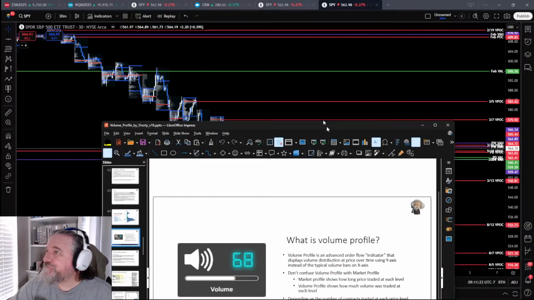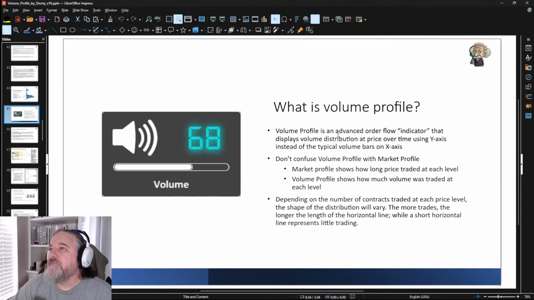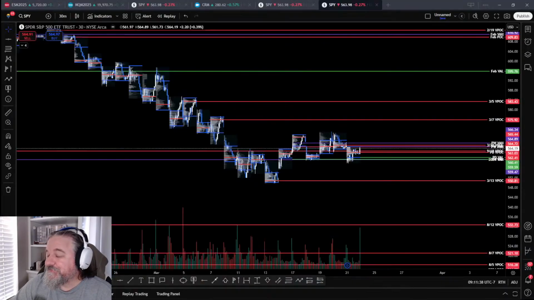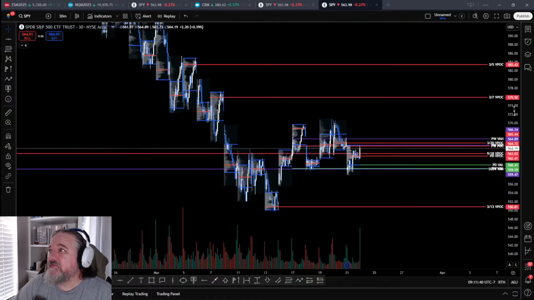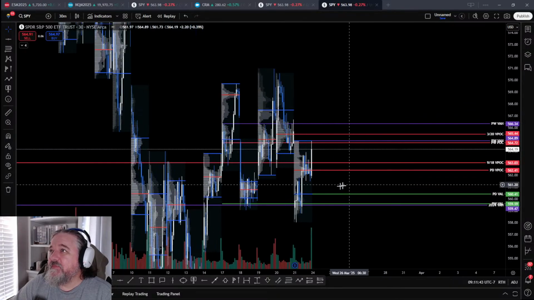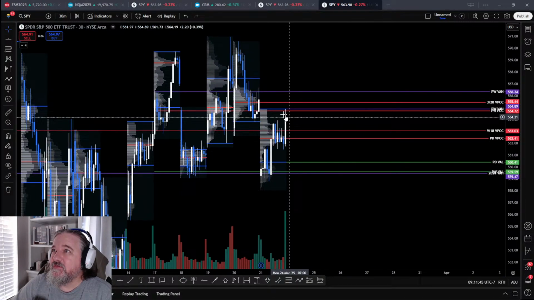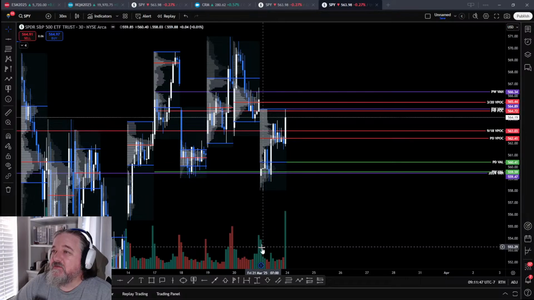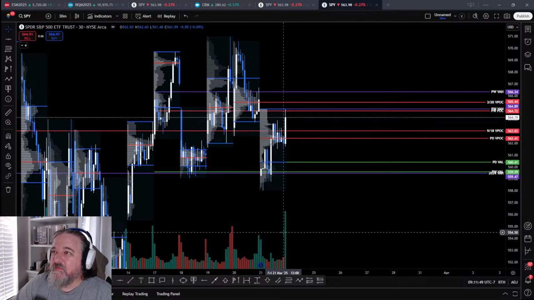Volume profile is an advanced order flow indicator that displays volume distribution at price over time using the y-axis instead of the typical volume bars on the x-axis. So the y-axis is basically volume at price, so volume this way, versus volume at time, which we have down at the bottom here.